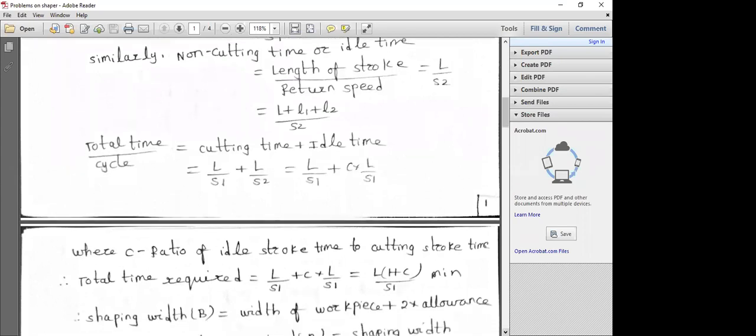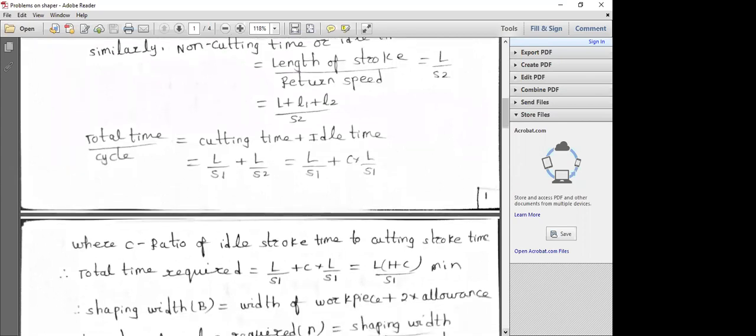So what is the shaping width? Just try to see, because so many parameters are here. Shaping width is given by the width of workpiece. You just try to remember the width of workpiece, what we have defined.